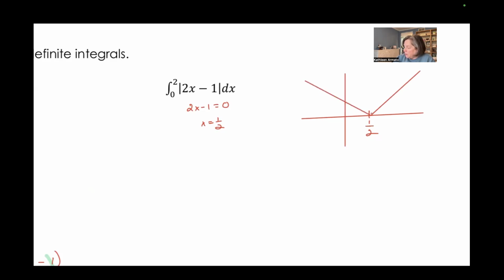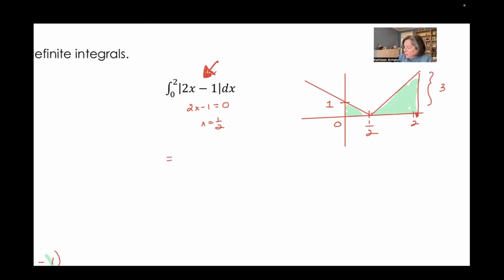Okay, and I'm going from 0 to 2. So it's this area and that area. Plugging 0 into the function, I get 1 after I take the absolute value. So that height is 1. I need to know this distance as well, so I plug 2 again into this function here. 2 times 2 is 4, 4 minus 1 is 3. That height would be 3.